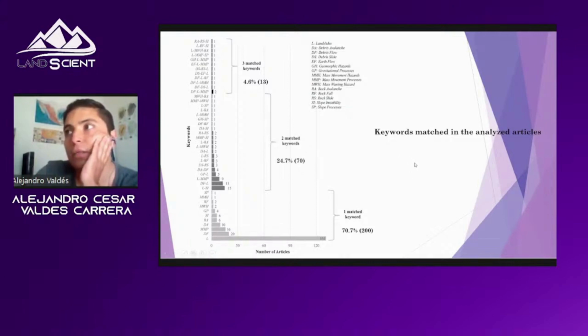And the main keyword that matched in this analysis was landslides. That means that the most common way to refer to any landslide type is "landslide" in this region. Almost 70% of articles, 200, match with one keyword.